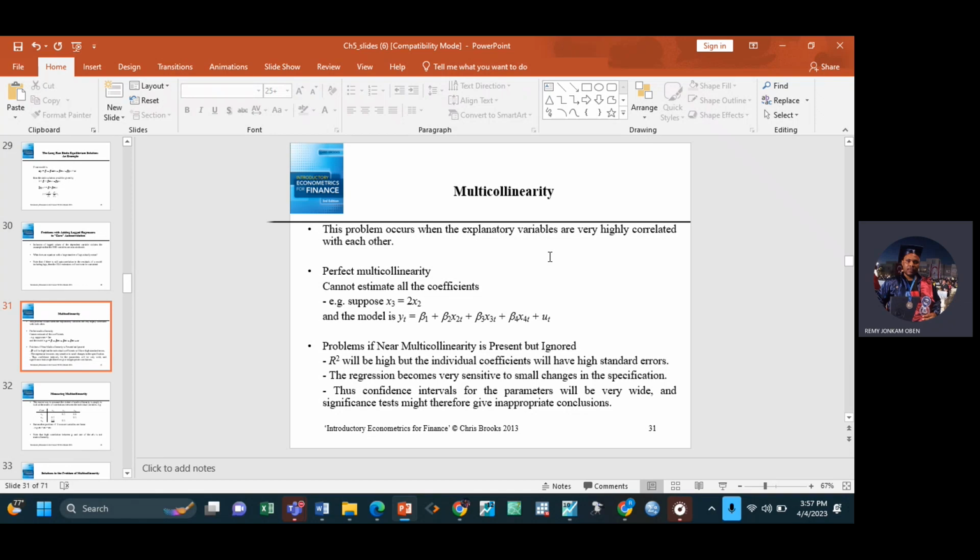If the R squared is very high, if the F statistic is significant, and most of your coefficients are insignificant, and maybe the signs of the coefficients are not logical, then it gives you some hint of multicollinearity, right? Because you have a high R squared, your F statistic is significant, but most of your t statistics are insignificant, and your signs are not logical. What do I mean by signs are not logical? Okay, let me ask you a question.